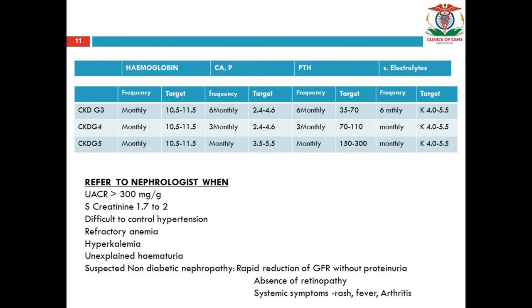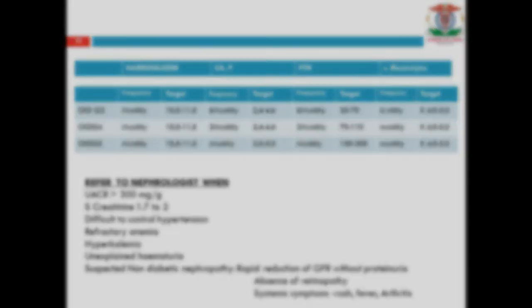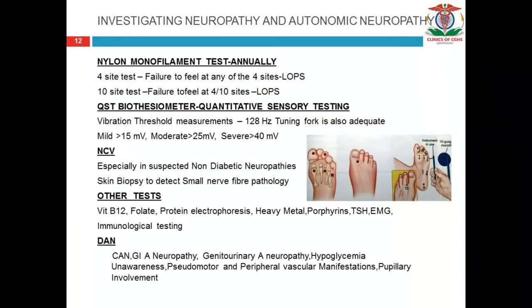Neuropathies can be diagnosed by, as I said, a monofilament test, a biothesiometer, and then tests like NCV can also be done, and other tests to rule out other causes like vitamin B12, folate, protein, heavy metals, lead poisoning, porphyrins, TSH, EMG, etc. can also be done. Immunological testing is for specific patients.